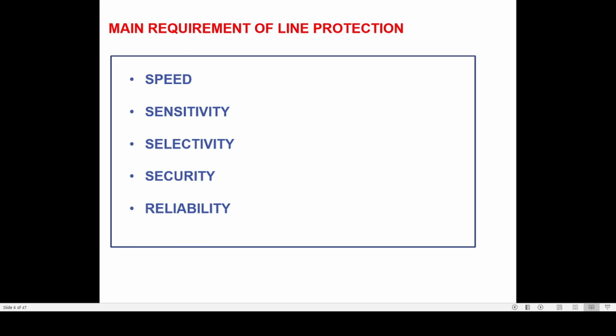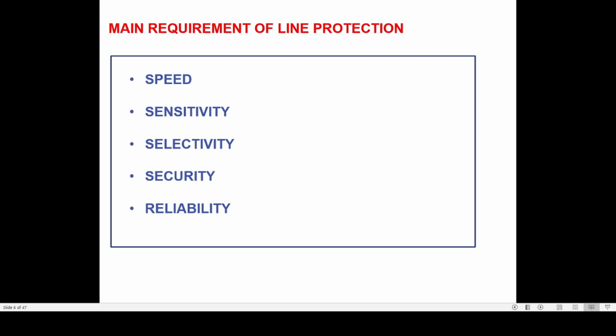Selectivity means the relay must isolate only that part of the power system which is faulty. Suppose there is a fault between substation A and substation B, then the relay must isolate only that faulty section, and all other systems in the network must remain in service so that widespread outages will be limited.